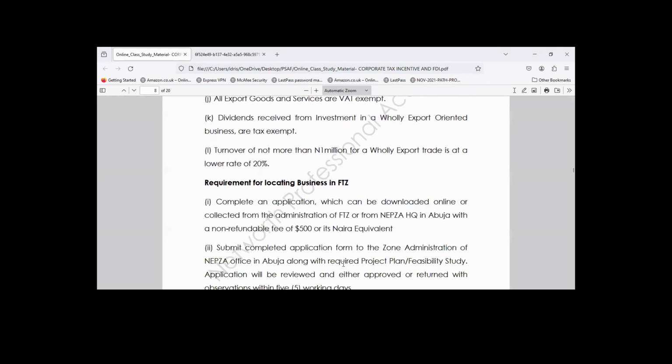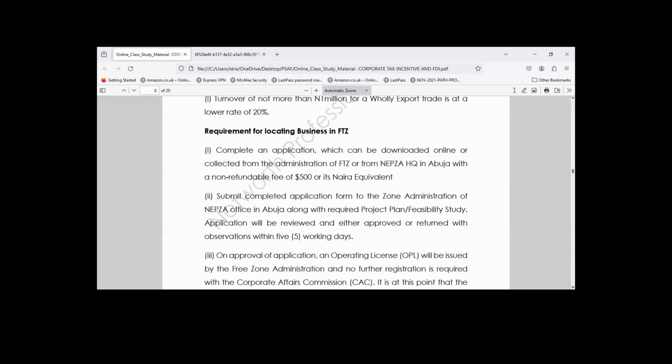So the next thing: requirements for location of business in a free trade zone. For you to locate your business in an export processing zone, what are the requirements? You need to complete an application form, and you need to pay a non-refundable fee of $500. You submit your application form to the Nigeria Export Processing Zone Agency, at the headquarters in Abuja. Upon submission, they will review it, and any observation that they get from the review will be communicated to you within 5 working days.